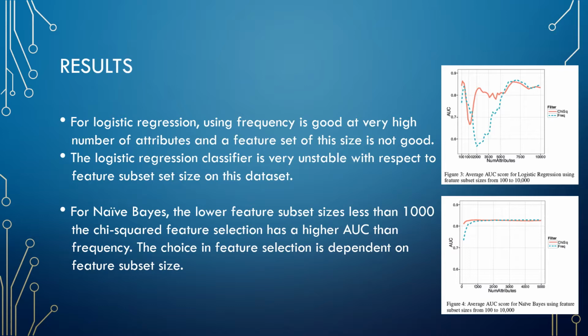If you look at the bottom, we see our Naive Bayes, which is using the same subset size from 100 to 10,000, and it says for Naive Bayes that the lower feature subset size is less than 1,000. The chi-squared feature selection has a higher area under the curve than frequency. The choice in feature selection is dependent on feature subset size.